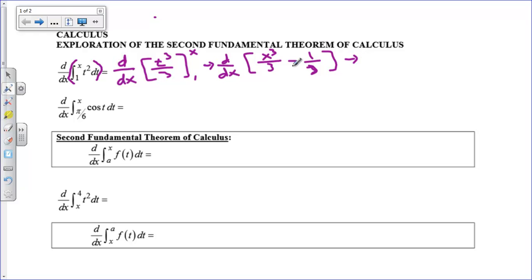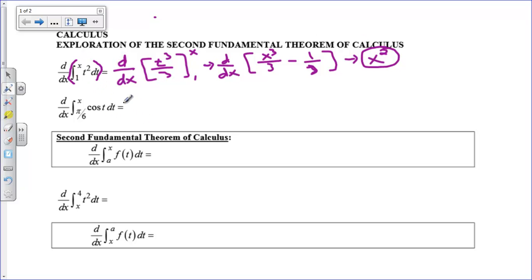Alright, so at the very end here, I'm going to take a derivative. So the derivative of x cubed over 3 just works out to be x squared. And the derivative of 1/3, well, that's 0. So I'm not going to write minus 0. I'm just going to say my answer is x squared.